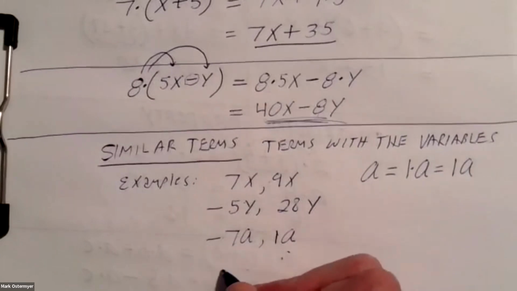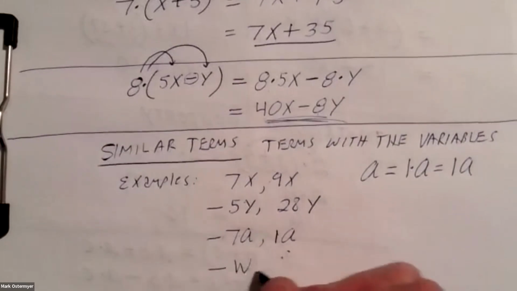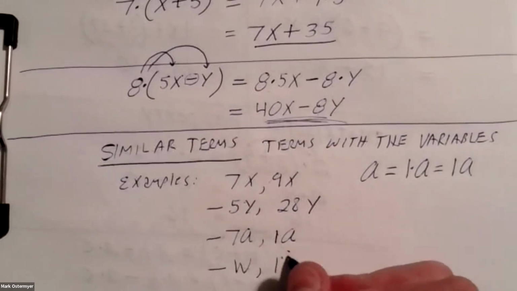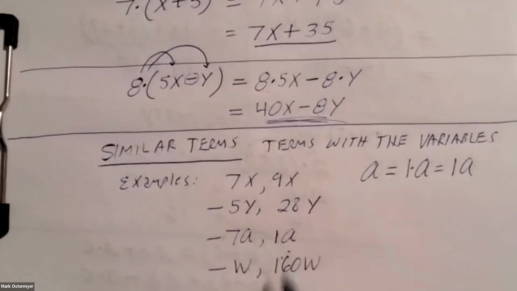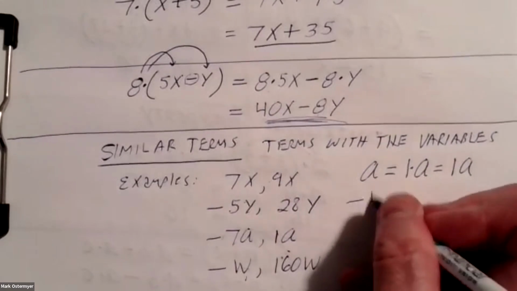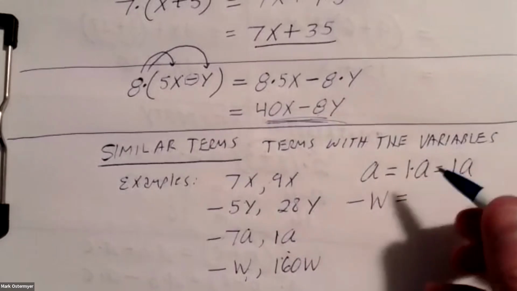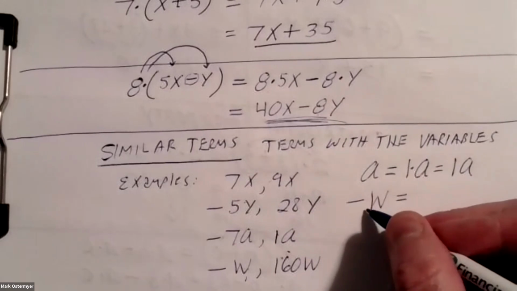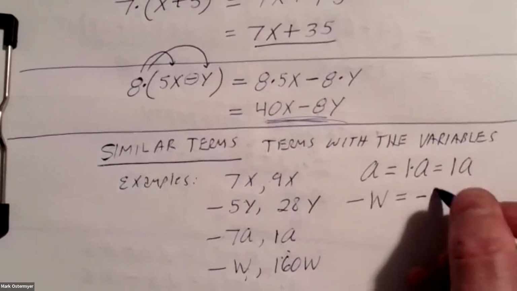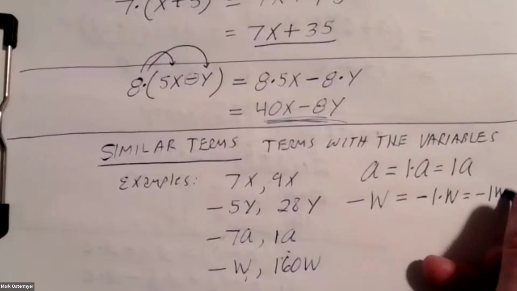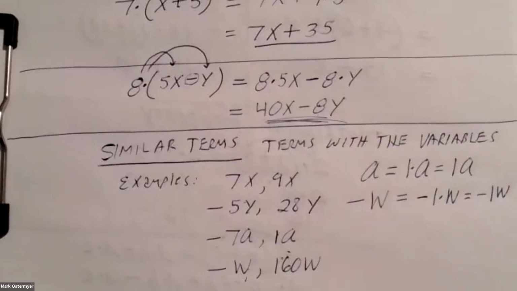All right. Negative w compared to 160w, these are similar terms because they both have w's in them. You see that? The variables are the same. By the way, negative w is understood to really be what number in front of w? Negative 1. It's like a negative 1 times w or negative 1w. Understood. Okay?